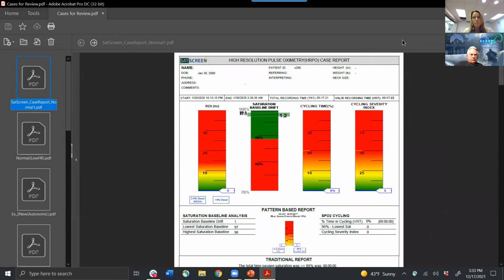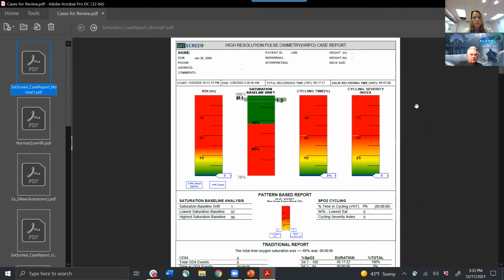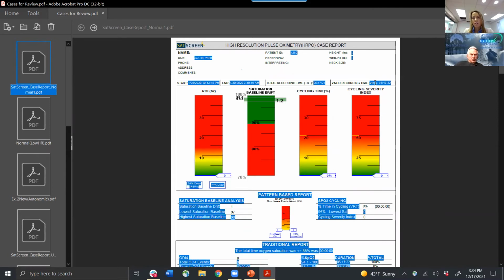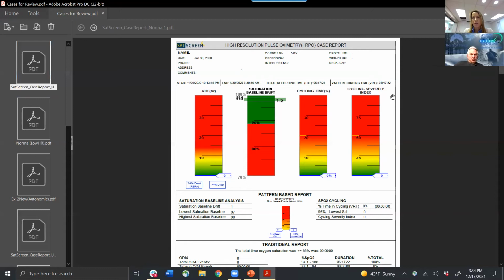So here's our example of a relatively normal case. The first thing that I'm going to do when I'm looking at a SatScreen report is look at the valid recording time. In this situation, we have a valid recording time of 5 hours and 17 minutes over here on the left. Again, we want to have at least 4 hours of valid recording. So 5 hours and 17 minutes is typically considered sufficient to get all stages of sleep.